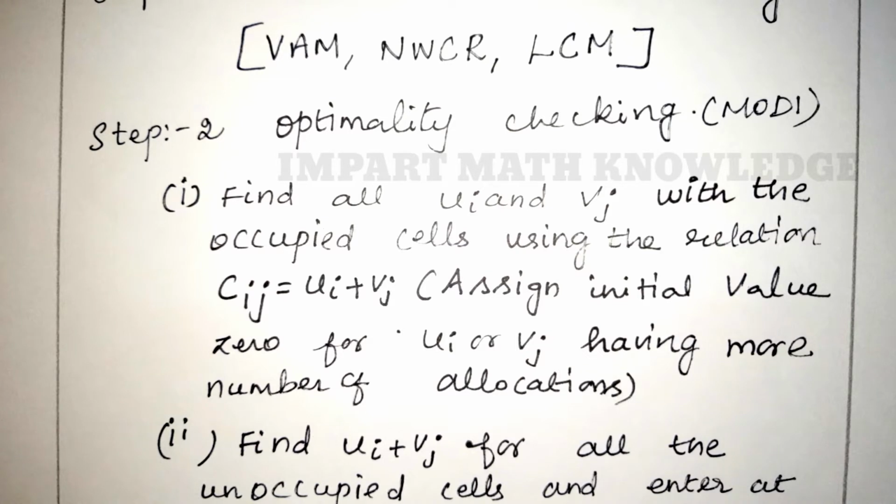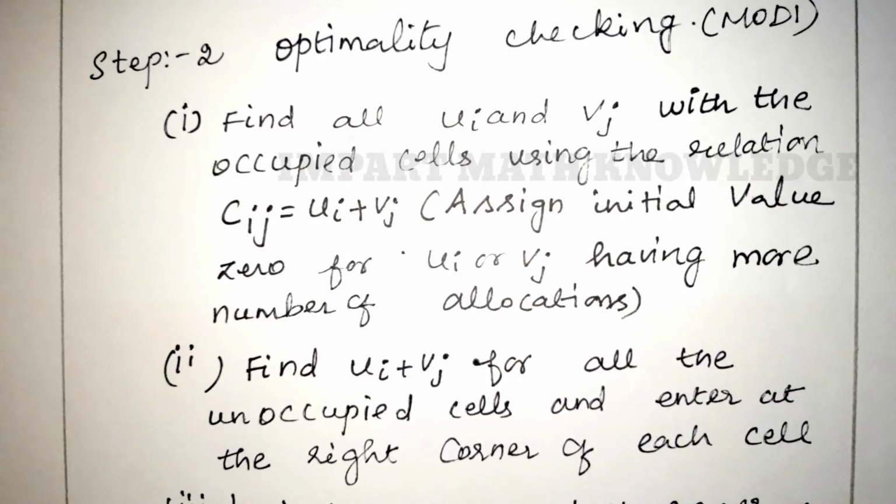In that, first you have to find Ui and Vj with the occupied cells using the relation Cij is equal to Ui plus Vj. For finding U and V values, you have to assign an initial value 0 for the Ui or Vj having more number of allocations. Next, you have to find Ui plus Vj for all the unoccupied cells and enter at the right corner of each cell. For this step, you have to concentrate only on the unoccupied cells.